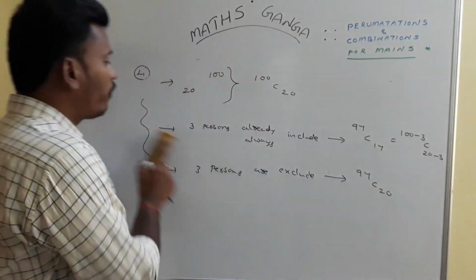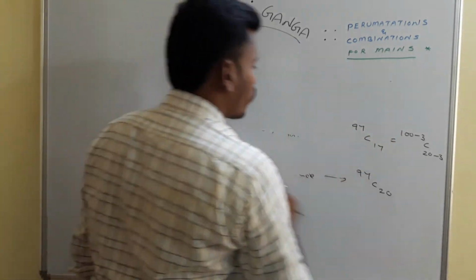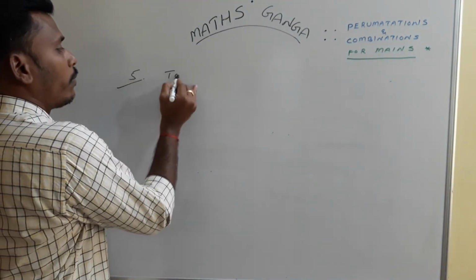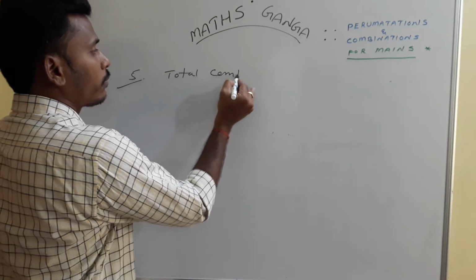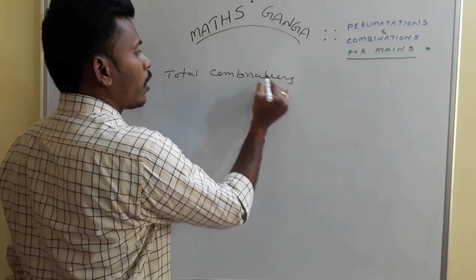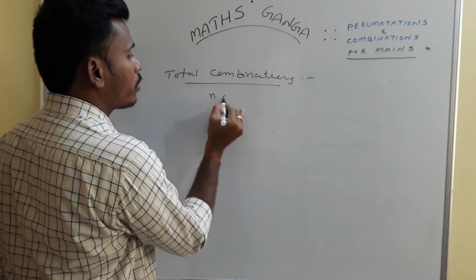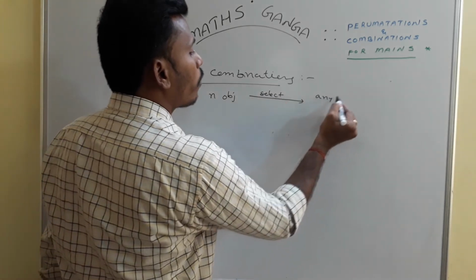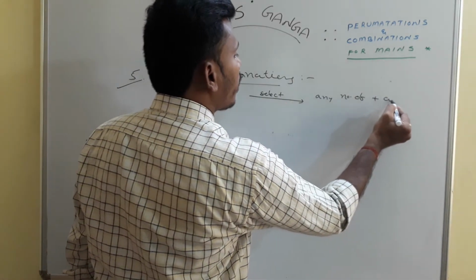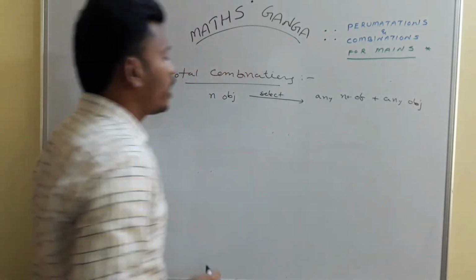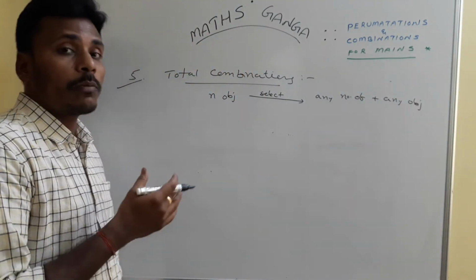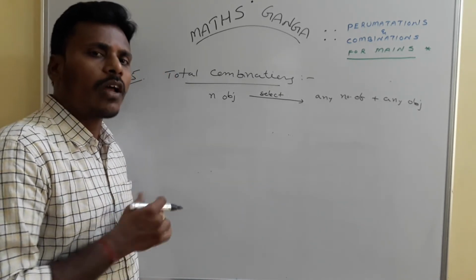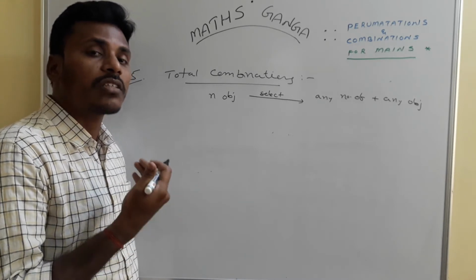Whereas coming to the fifth conceptual idea, it is about total combinations. Total combinations means, for example, I have n objects and I need to select any objects and any number of objects. How many objects do I have? N objects. I may select 0 objects, 1 object, 2 objects, 3 objects, any number of objects.